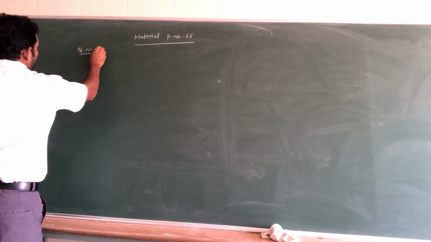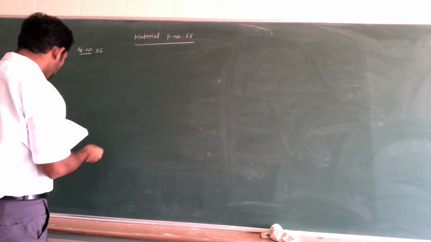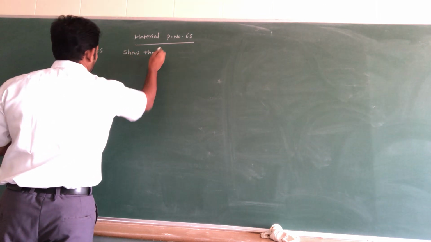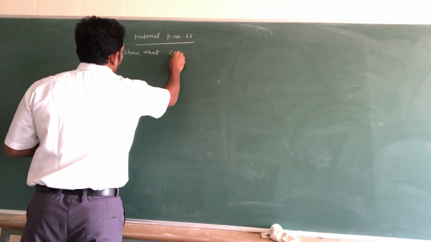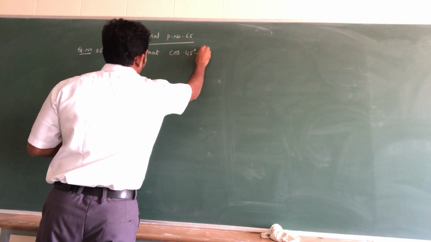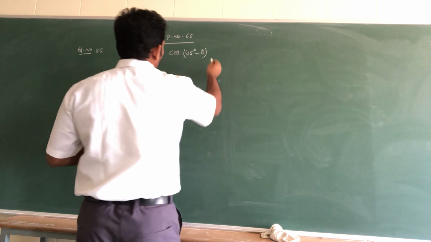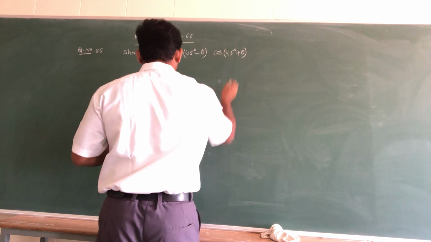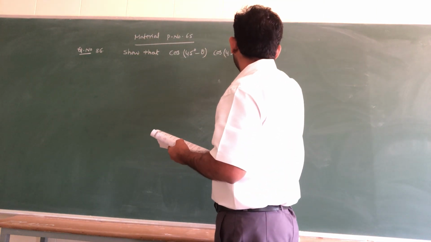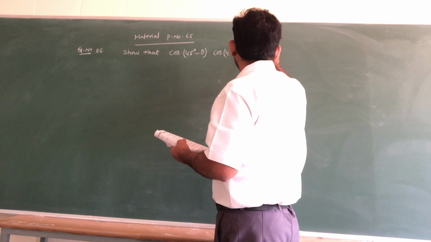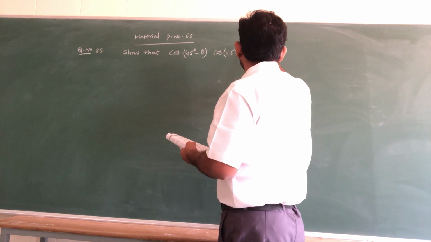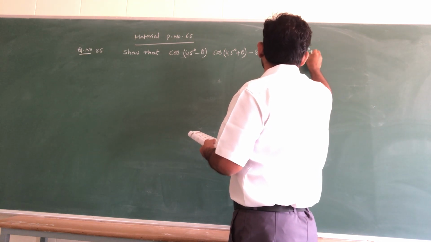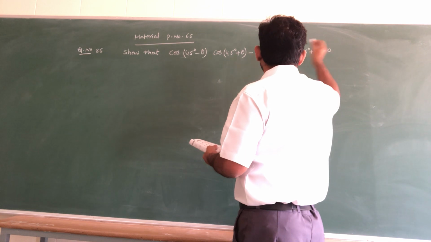Question number 86. Show that cos of (45 degrees minus theta) cos of (45 degrees plus theta) minus sin of (45 degrees minus theta) sin of (45 degrees plus theta) is equal to 0. We are going to prove it.